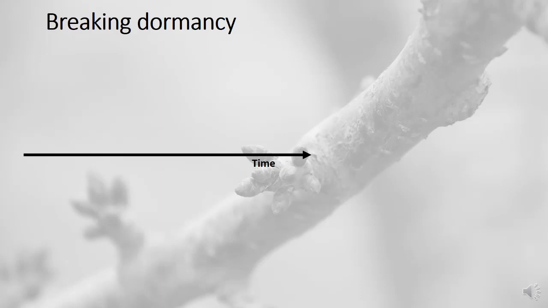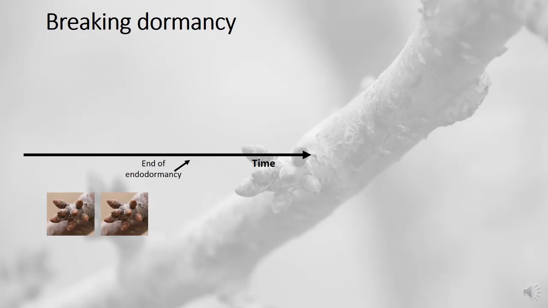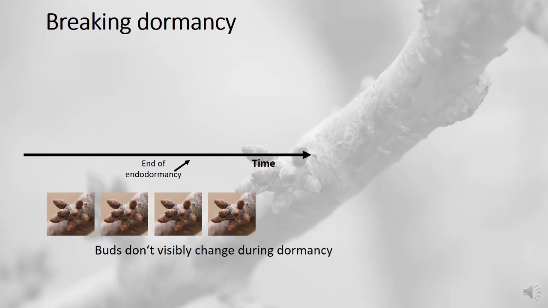Now, obviously, this aligns with the sequence of time through the winter, and we know that at some point during the winter, the endodormancy is broken and the buds become receptive to heat. And this is what the buds look like in the different dormancy stages. These are cherry buds. And you can see the development through time here in these images. Do you see much development? Well, I don't either. The buds don't visibly change during dormancy, and this is the main difficulty.